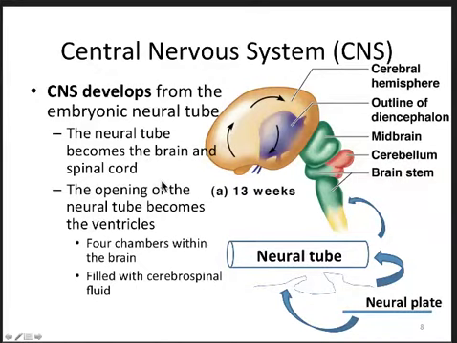So the neural tube becomes the brain and the spinal cord. The opening in the neural tube becomes the ventricles, and remember there are 4 ventricles in the brain. They're filled with cerebrospinal fluid. Where does the cerebrospinal fluid come from? It comes from the choroid plexus that sits in each of the ventricles, which is the site where the blood plasma is filtered to produce the cerebrospinal fluid. So it's actually a blood filtrate.